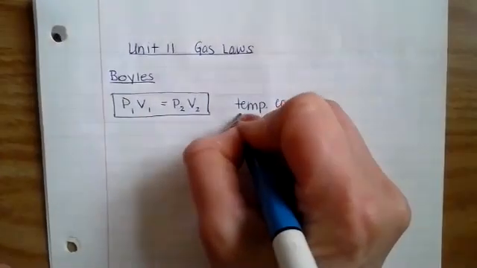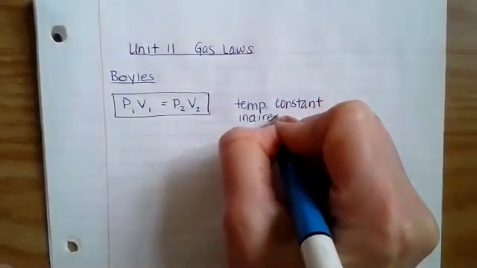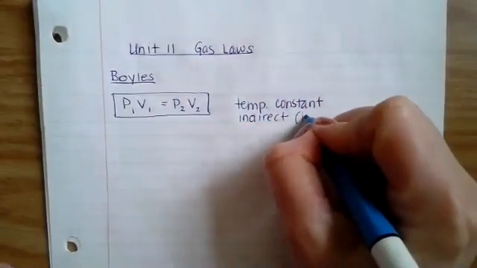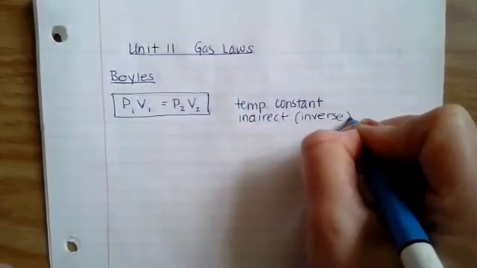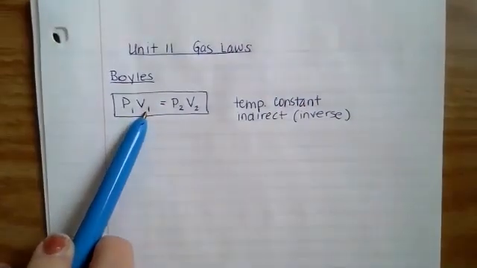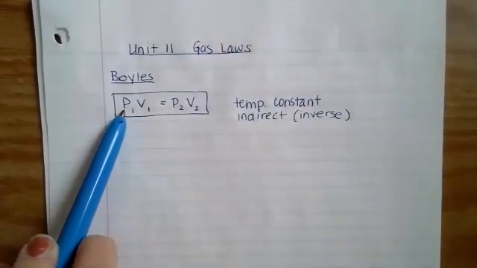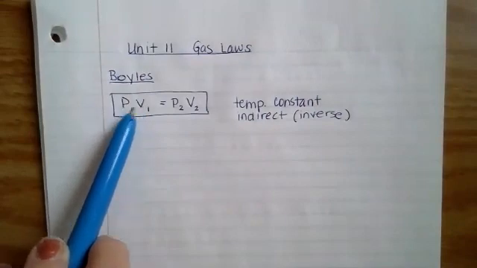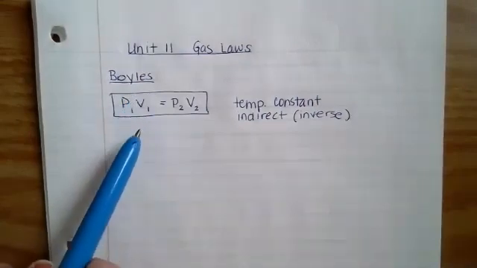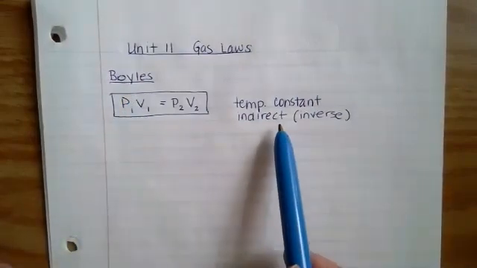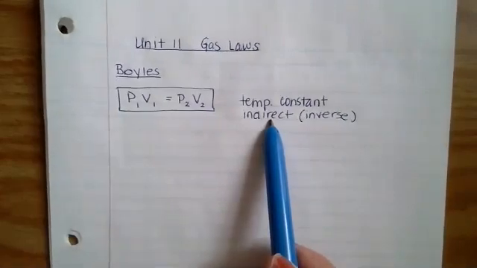This relationship is considered indirect, sometimes referred to as an inverse relationship. What that means is as volume increases, your pressure decreases, or vice versa. Okay, so as one goes up, the other one goes down. That's what an inverse or indirect relationship is.